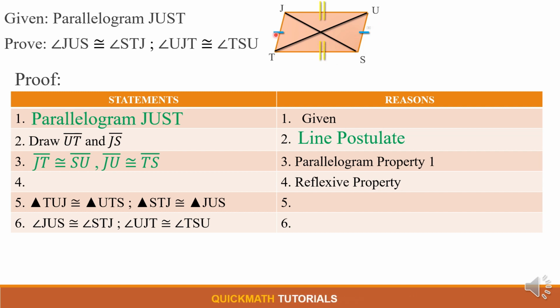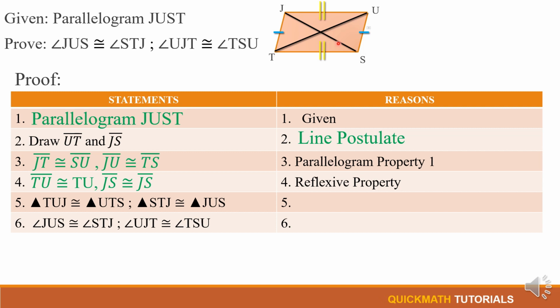So these two opposite sides are congruent. Now for number 4, we have the reflexive property. Since we have two diagonals, by the reflexive property we have TU is congruent to itself, TU. And we also have line segment JS is congruent to itself, line segment JS.